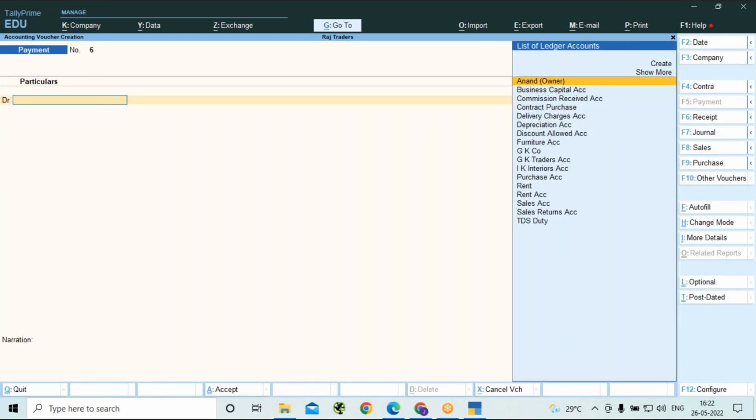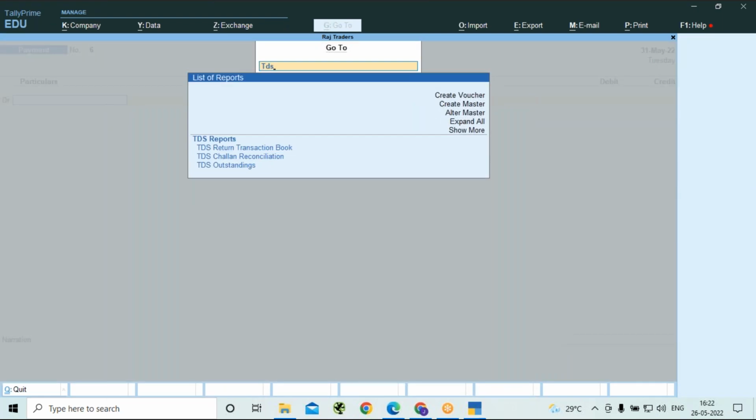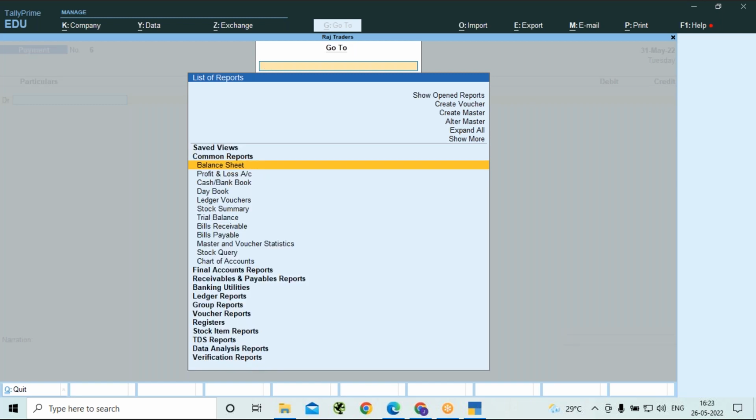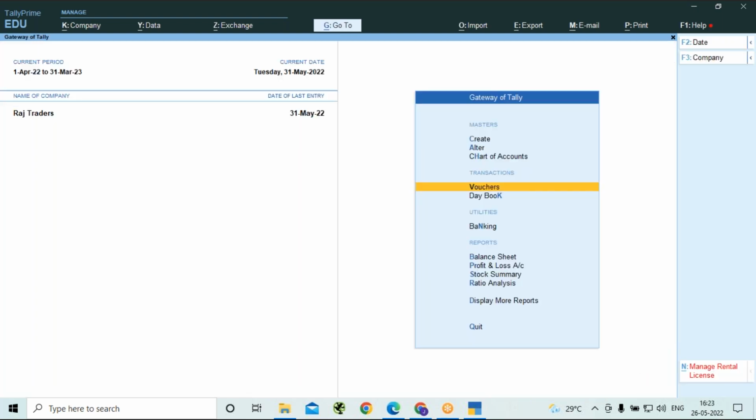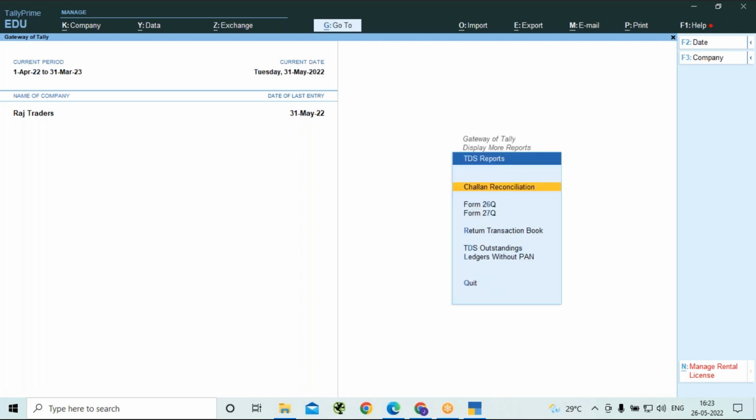Now come to the Gateway of Tally, or from this screen itself you can go to the TDS reports. So you can press Alt G and type TDS reports, and you have to go for an option called TDS Challan Reconciliation. If you are confused by the Go To option, better to come out of the screen to the Gateway of Tally.